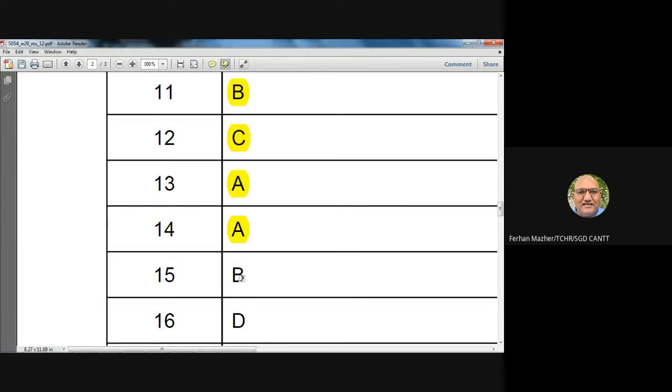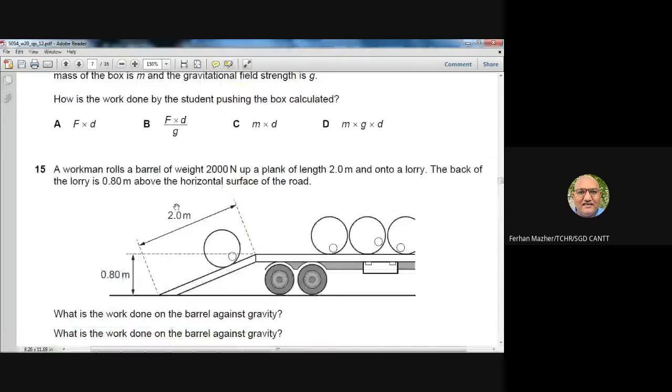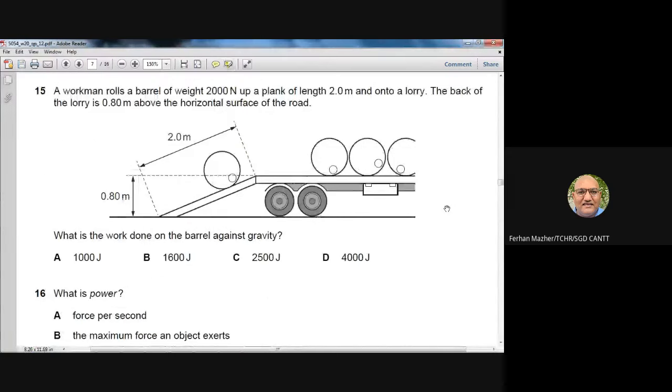Question number 14, A is the right option. Next question, question number 15 is on your screen. A workman rolls a barrel of weight 2000 Newton up a plank of length 2 meter and onto a lorry. The back of the lorry is 0.80 meter above the horizontal surface of the road. What is the work done on the barrel against gravity?